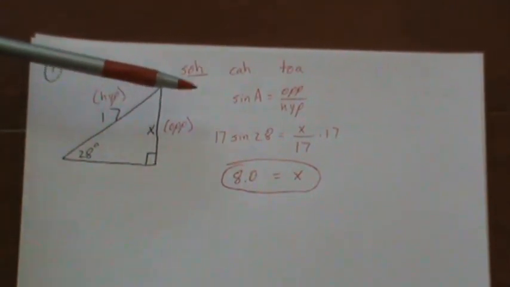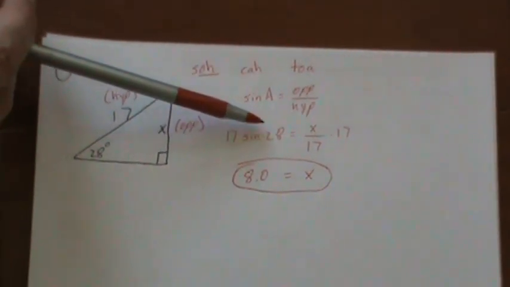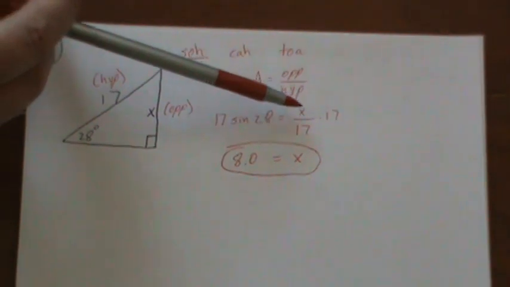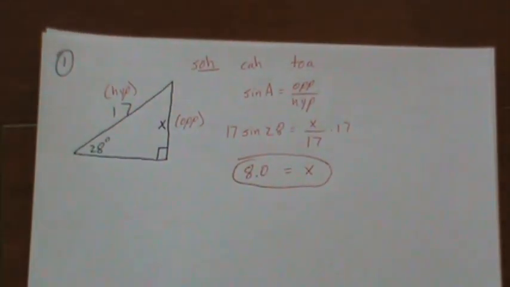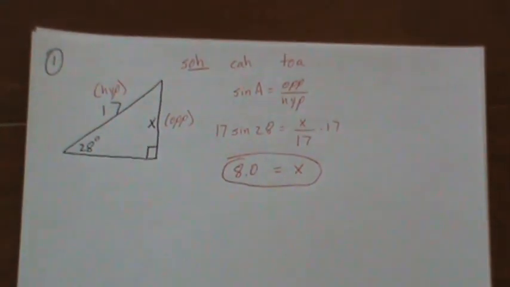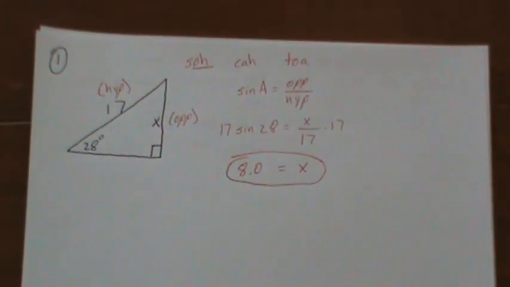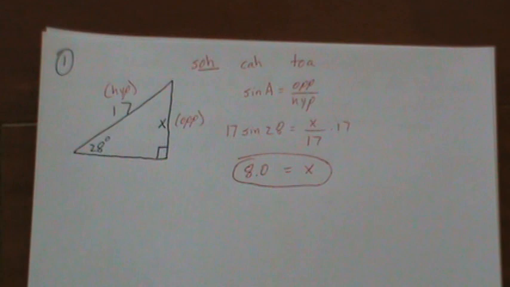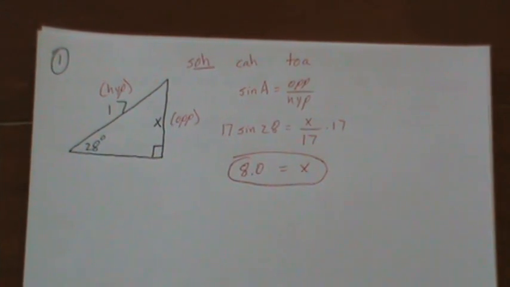When I substitute in, I get sine of 28, that's my angle measure, equals x, the opposite, over 17, the hypotenuse. To solve for x, I multiply by 17 on both sides. I need to make sure that my calculator is in degree mode. I round to the nearest tenth, and I get 8.0 for x.